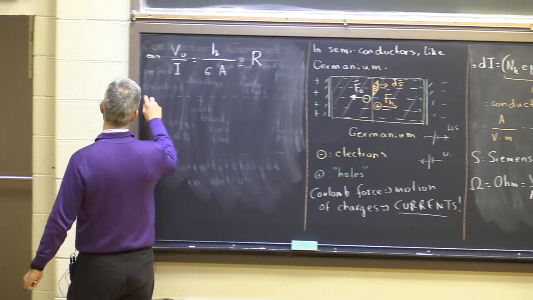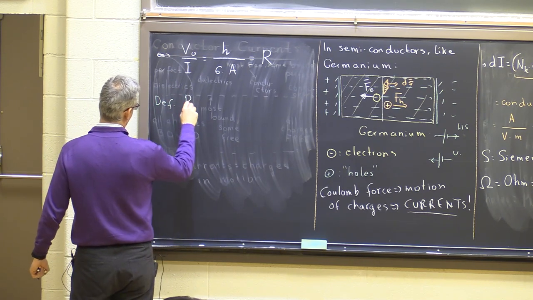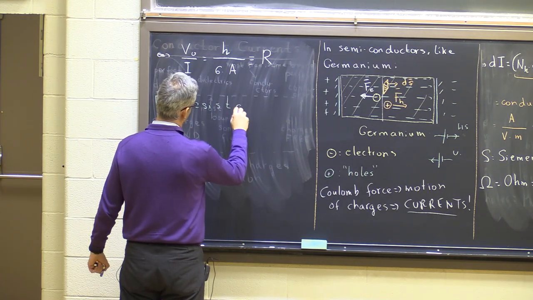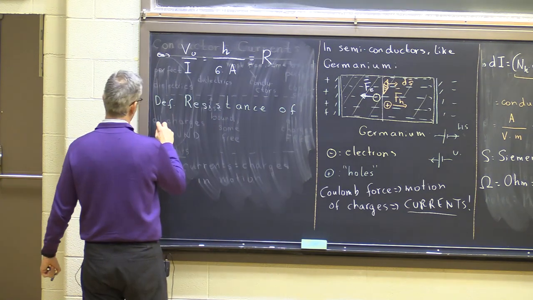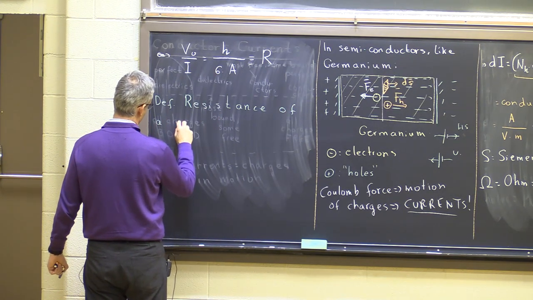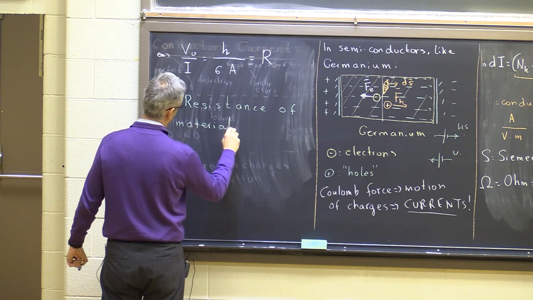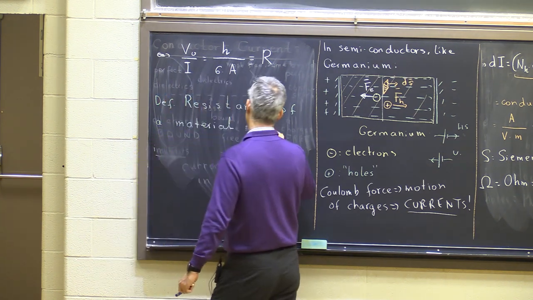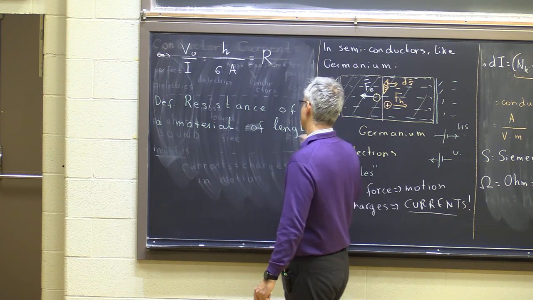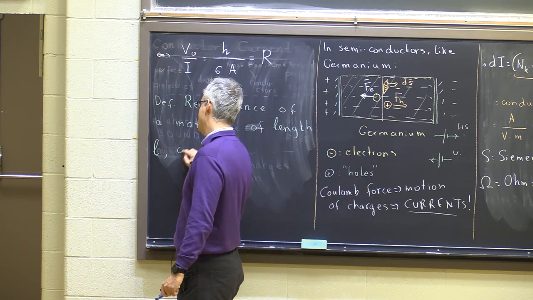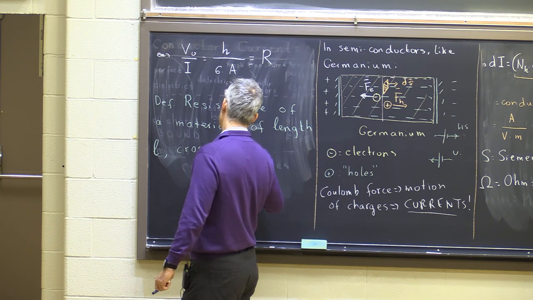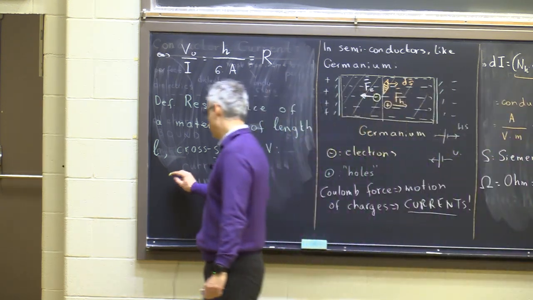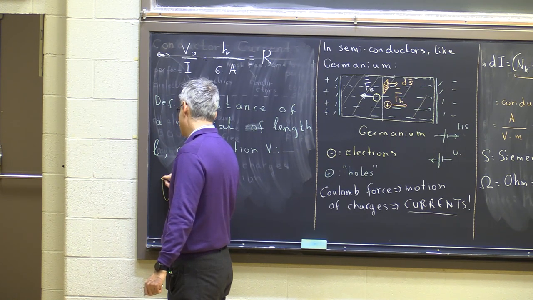So the definition of the resistance, just to go from the specific example to a more general definition: for a material of length L, cross-section S, you know resistance is voltage per current, but now we can define it a little bit more systematically.